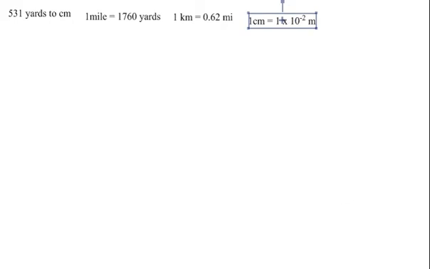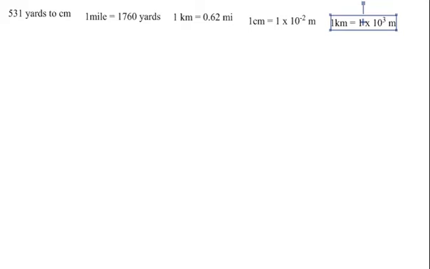We're going to need to know that 1 mile equals 1760 yards. We're going to need to know the relationship between kilometers and miles, centimeters and meters, and also kilometers and meters.